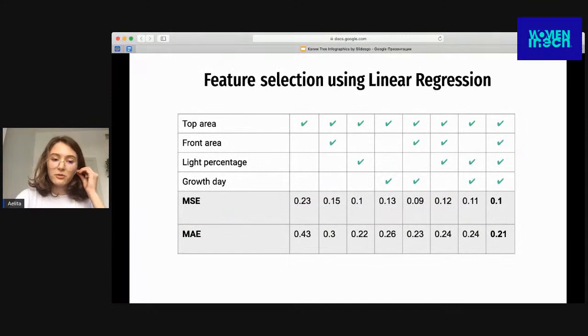And to choose the features, we trained several linear regression models with different feature sets, and the one that utilizes all of the features, which are top area, front area, light percentage, and growth day, showed the smallest error rate, and therefore we decided to use the model that utilizes all features.